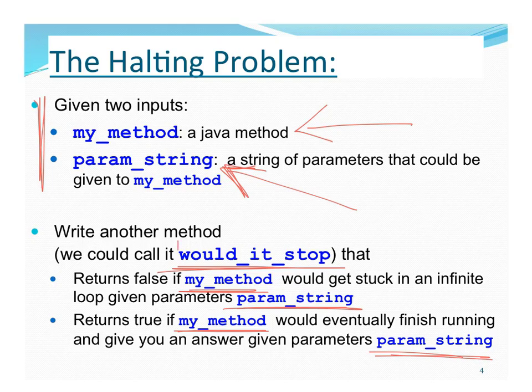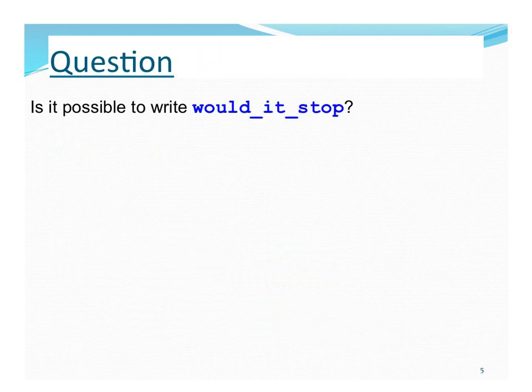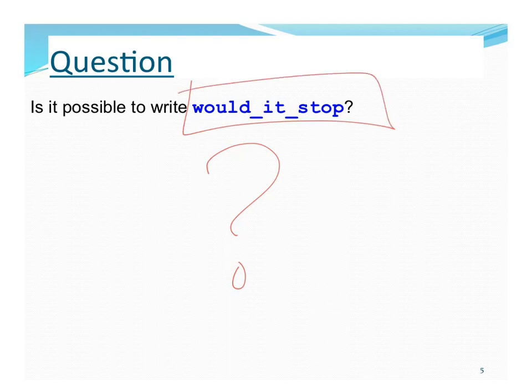So we want to write the would-it-stop method. The would-it-stop method takes 2 parameters. The first parameter is of type method. The second parameter is of type string. And would-it-stop returns false if my method gets stuck in an infinite loop, and returns true if my method does complete in a finite amount of time. And of course, the question I'm going to ask you is, can we write would-it-stop? Right? Is this a method that we can write?